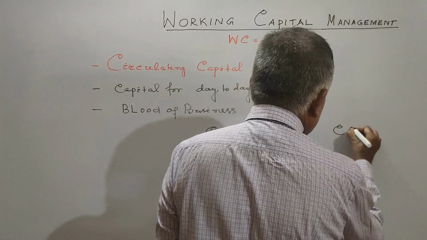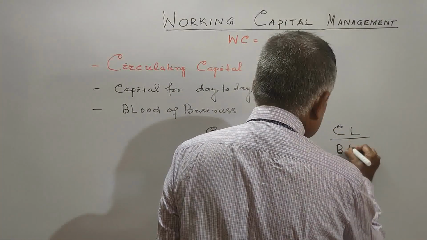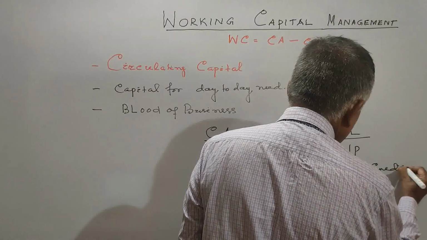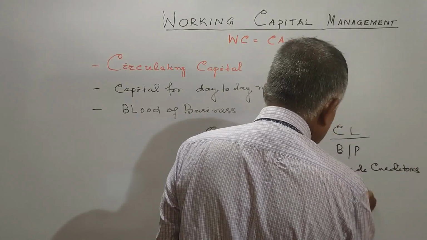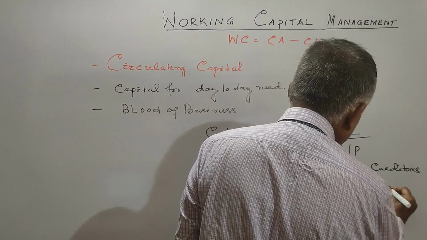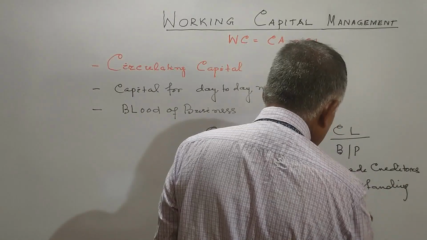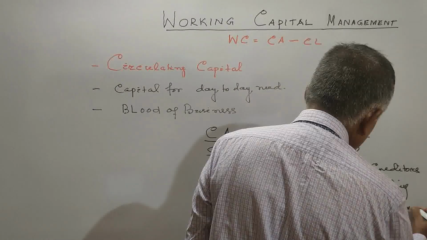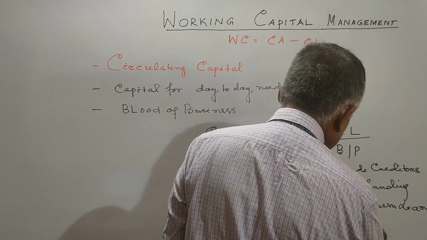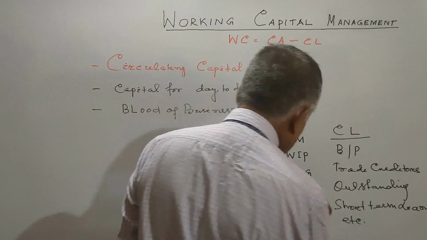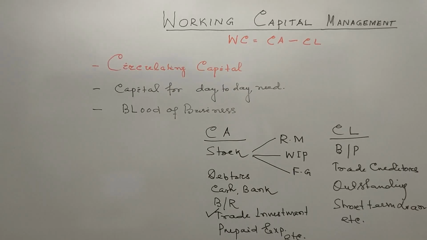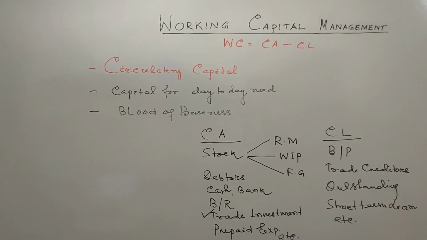Similarly, in case of current liabilities, we can say bills payable, trade creditors, outstanding expenses, short-term loan, etc. So all these are coming in your current assets and current liabilities, right?